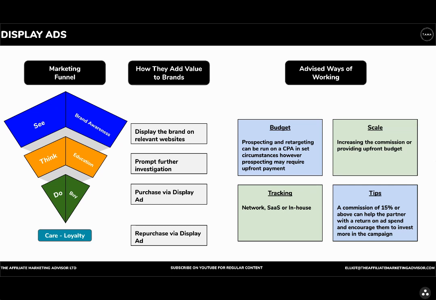Tracking can be via an affiliate network. Some of them often will have their own platform that you can have access to as well. And my tip is at least a 15% commission, just because of the nature of display and the cost the affiliate will incur. So anywhere upwards of 15% should really help them to run a good campaign for you.